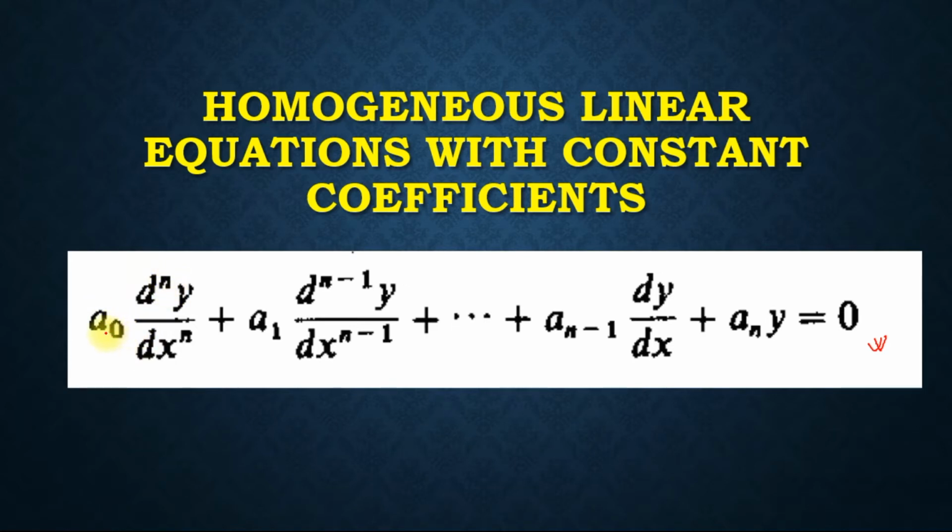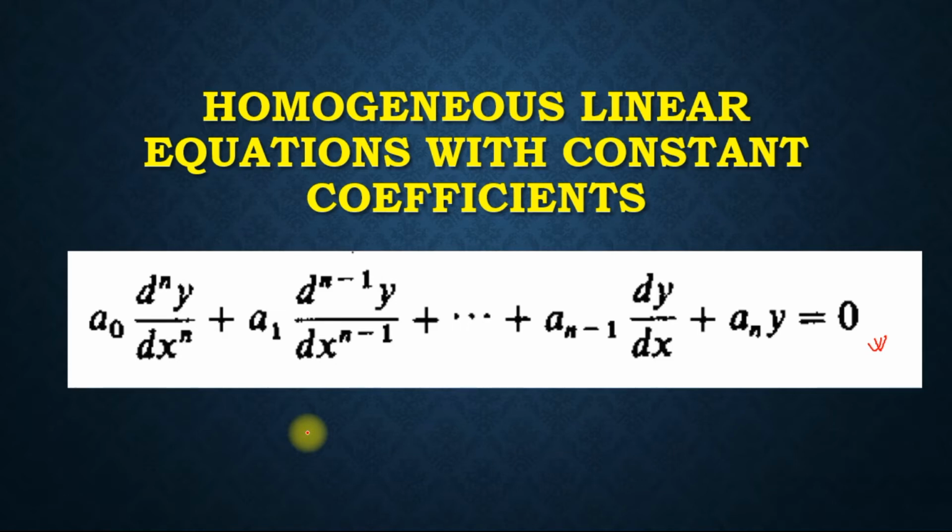As you remember in our previous lecture, in front of the derivatives were functions, but today we'll consider the case when we have just constant numbers, guys. Since a0, a1, and up to an-1 and an are constant numbers, we say that this differential equation is a homogeneous linear differential equation with constant coefficients.